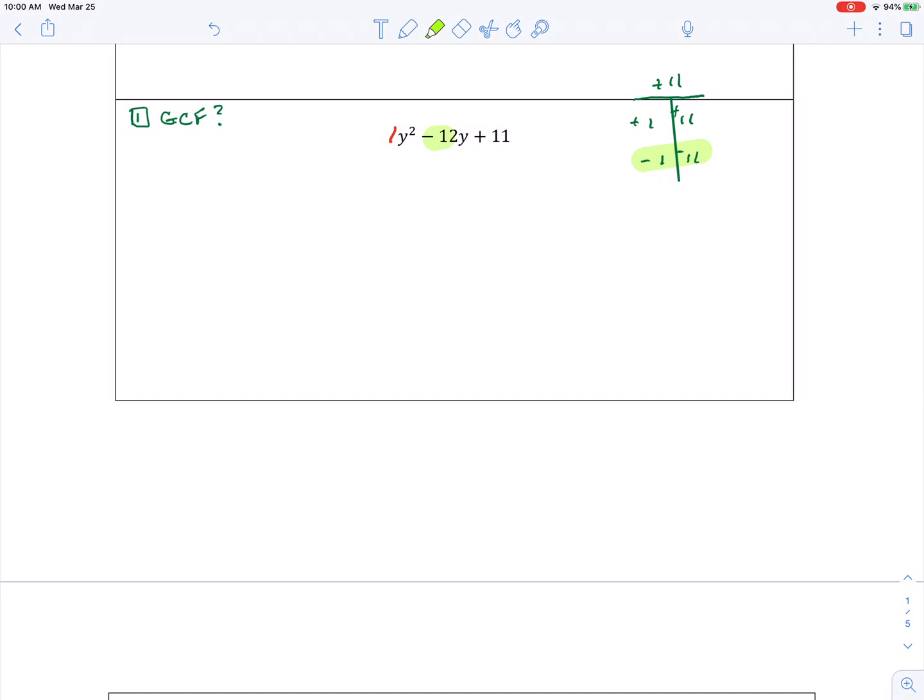That looks like the correct combination to me. So this time we have the letter Y. You'll put that in each of your parentheses, and then a minus 1 in this first position and a minus 11 in the second position. And students always ask me, what if I write it in the reverse order? That is fine to write it in the reverse order. Just keep all the signs correctly attached to the correct number.